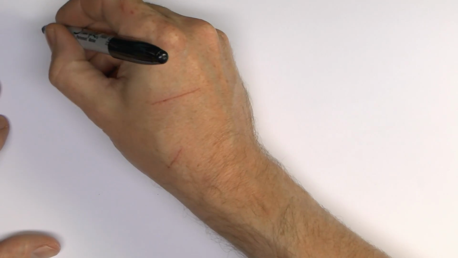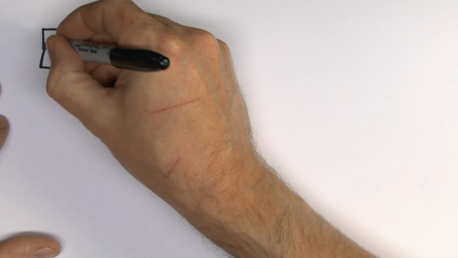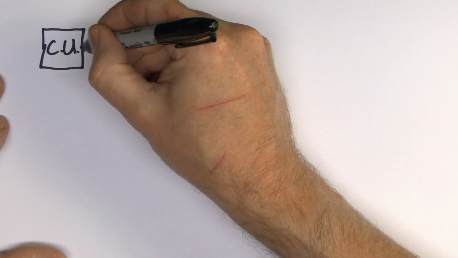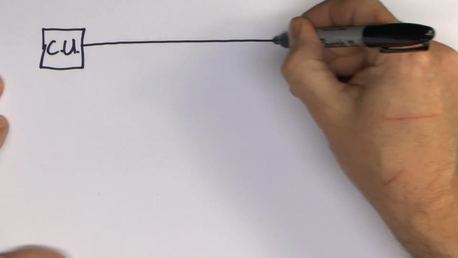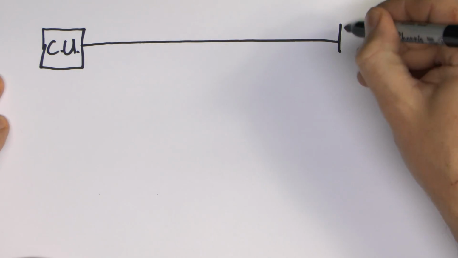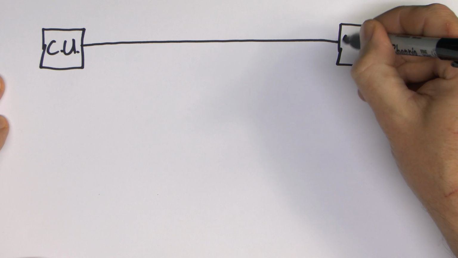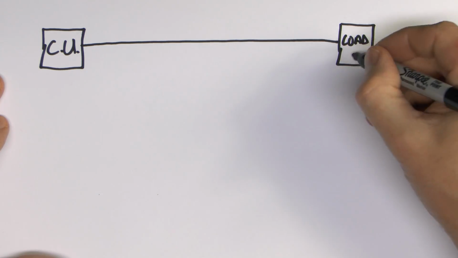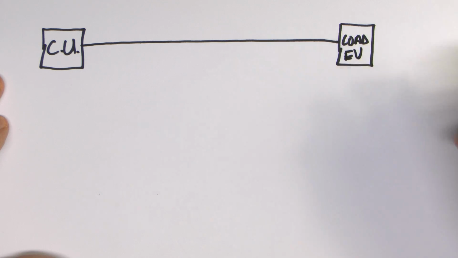So we're going to have our consumer unit here, somewhere in the house there. We're going to have our conductors, which go along to an end point, and then on the end point here we're going to have some kind of load. And for this particular example, we're going to call this an electric vehicle charging point.